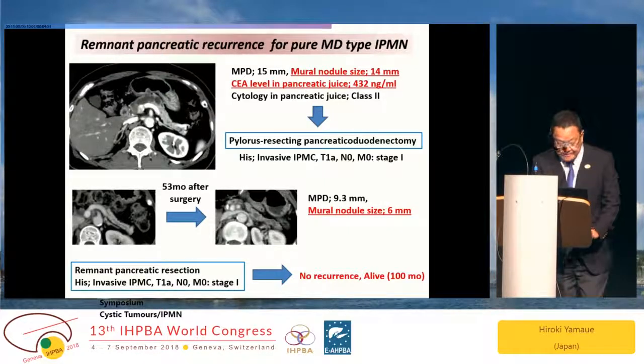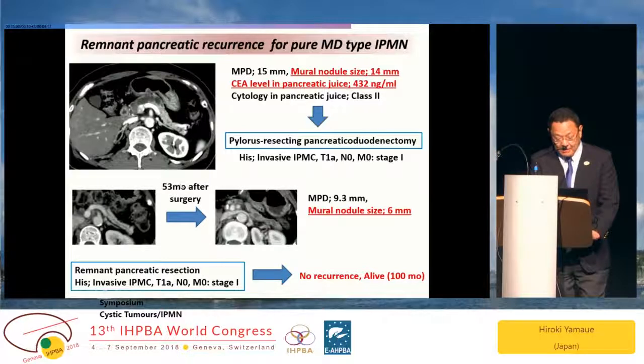In this case, as you can see, the main pancreatic duct was dilated 16 millimeter, and the mural nodule size is 14 millimeter, and the CEA level in the pancreatic juice 432 nanogram per ml, and the cytology was class 2. And we decided to perform the pylorus-resecting pancreaticoduodenectomy, and histology was invasive IPMC T1a N0 stage 1.